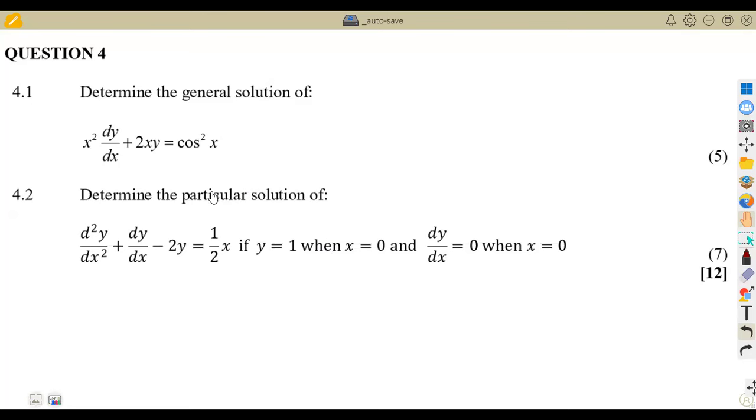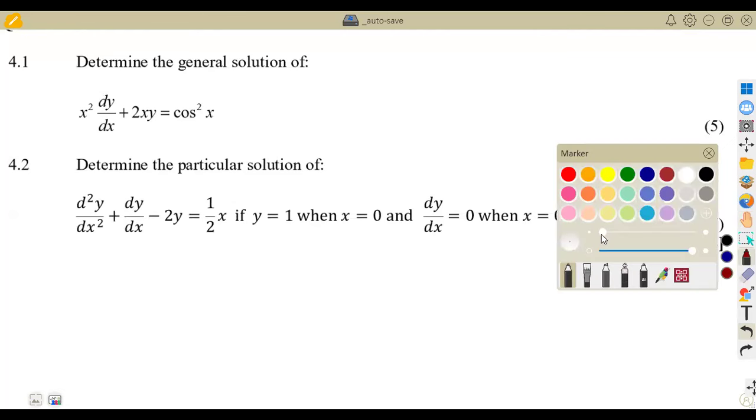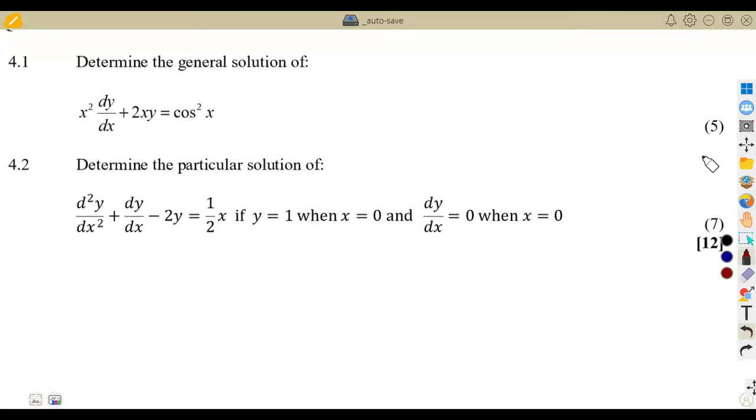This is the April 2023 exam, and that is question number four. Determine, in 4.1, the general solution of the equation given. If we check, this equation is a first order linear differential equation. We are given x squared dy/dx plus 2xy is equal to cos squared x.